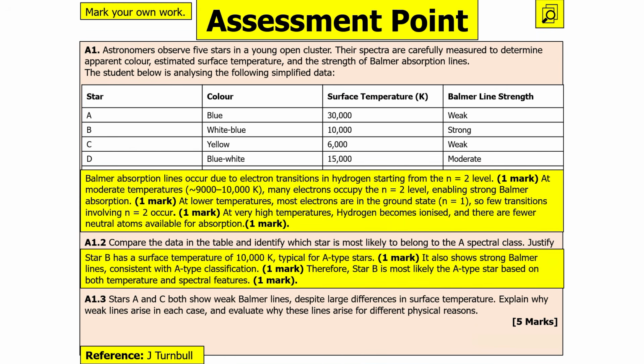Star B has a surface temperature of 10,000 Kelvin, typical for an A-type star. It also shows strong Balmer lines consistent with A-type classification. So Star B is most likely the A-type star based on both temperature and spectral features.